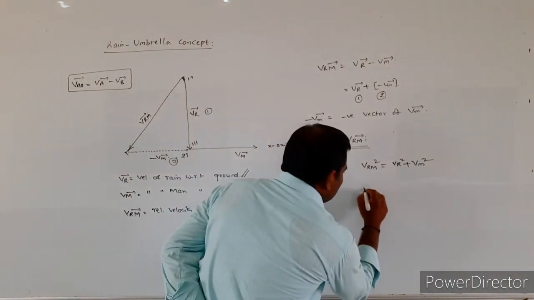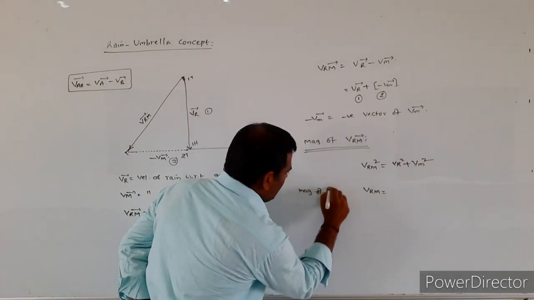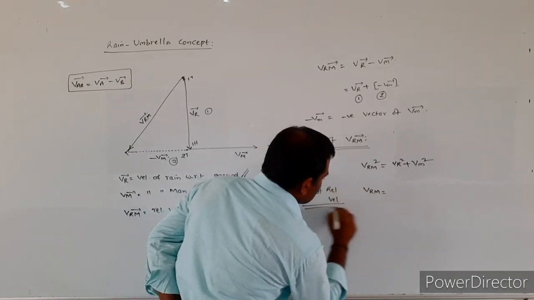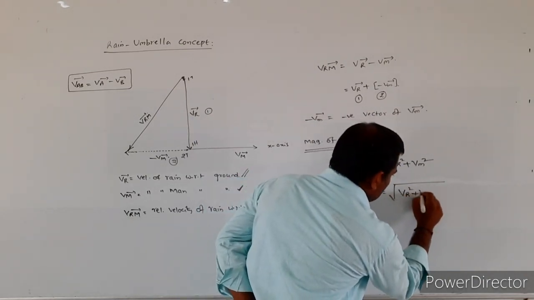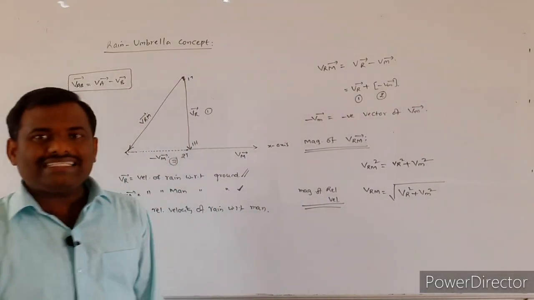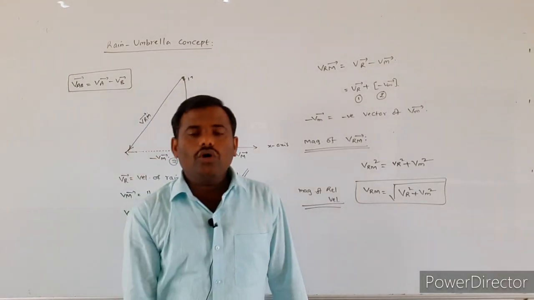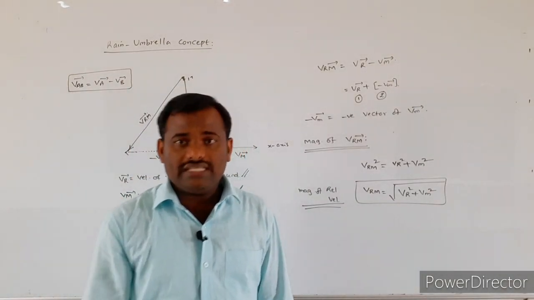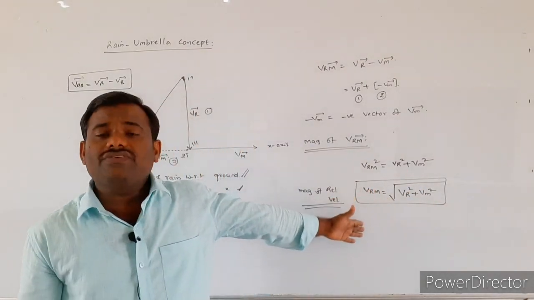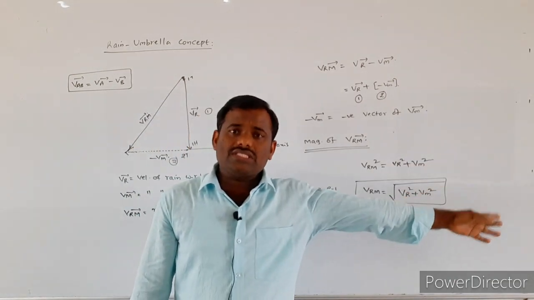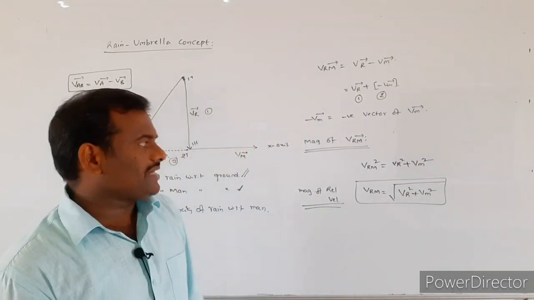So the magnitude of relative velocity Vrm is equal to under root of Vr square plus Vm square. By using this formula, if you know the value of the velocity of rain with respect to the ground as well as the velocity of the man with respect to the ground, we can calculate the magnitude of the relative velocity of the rain with respect to man.